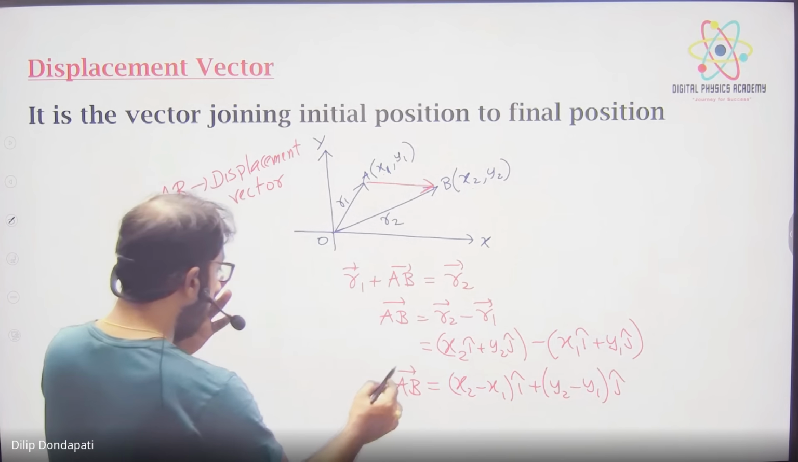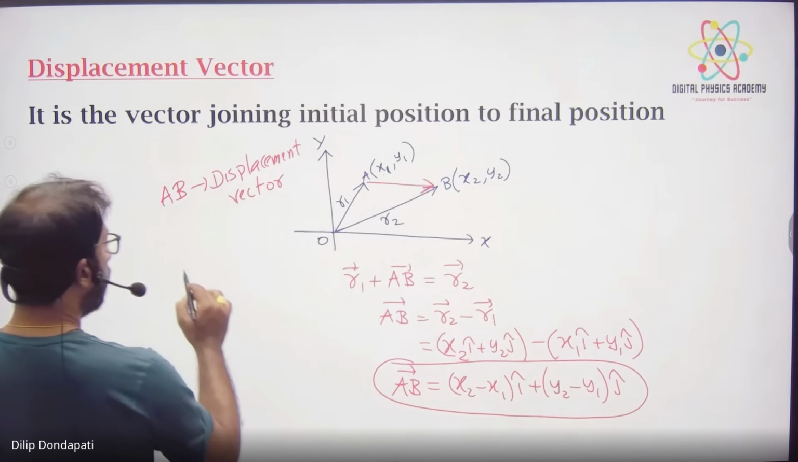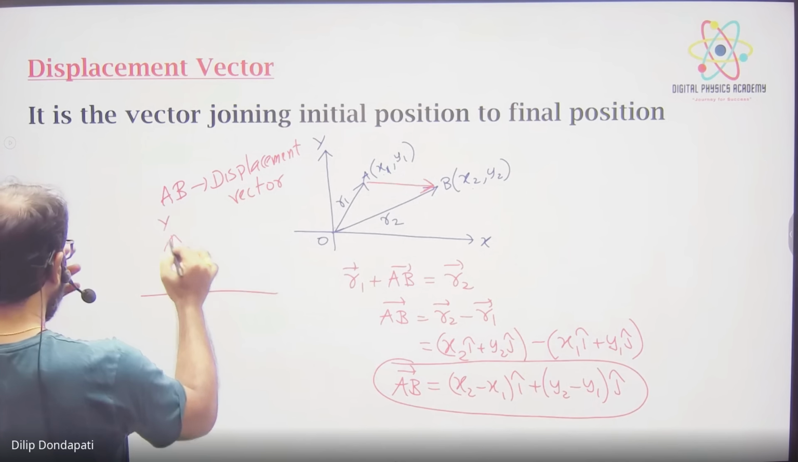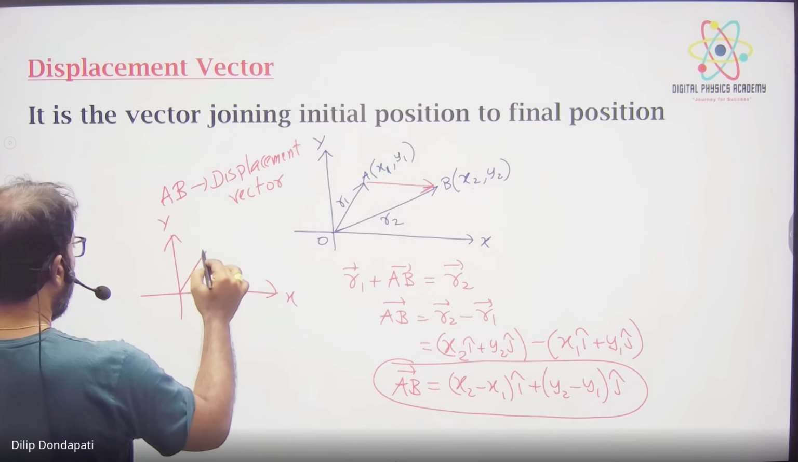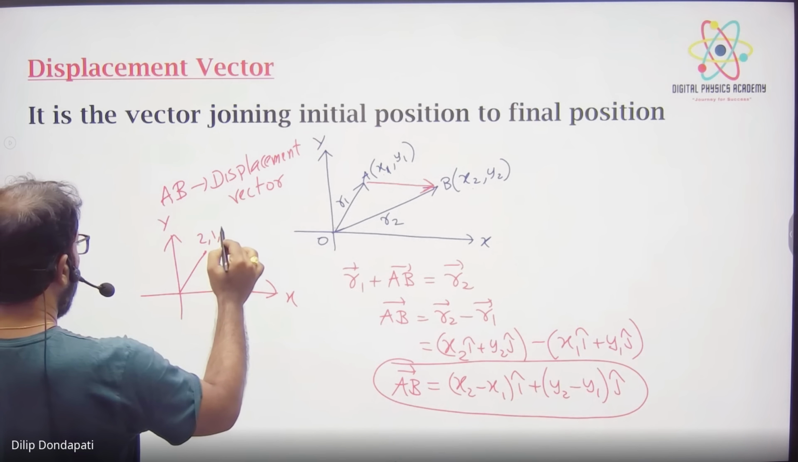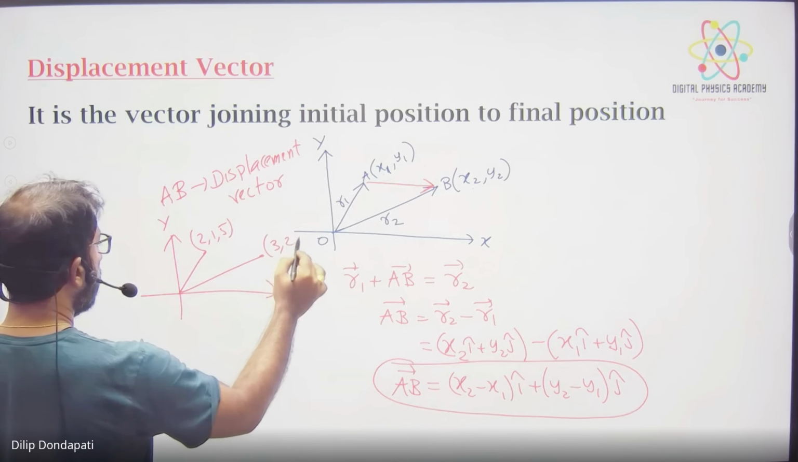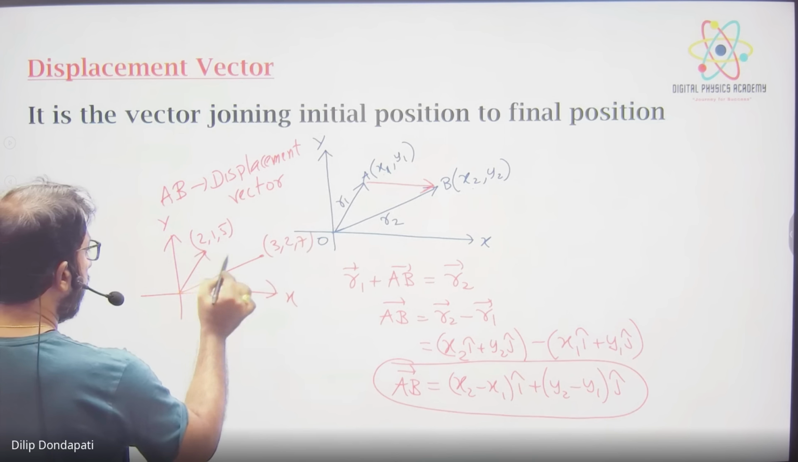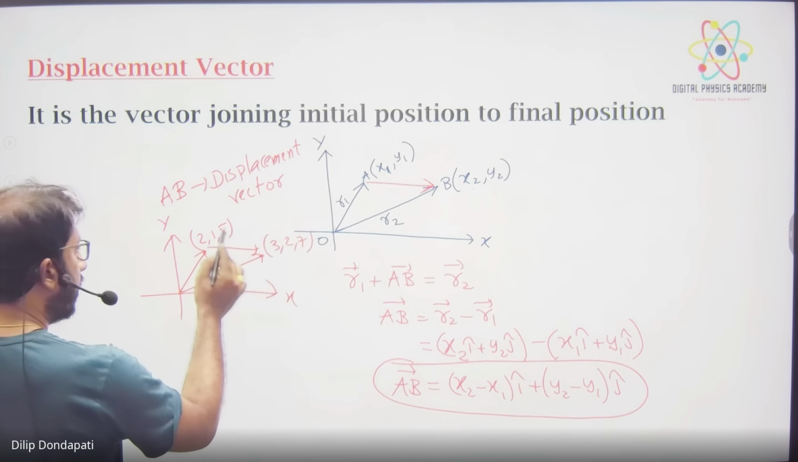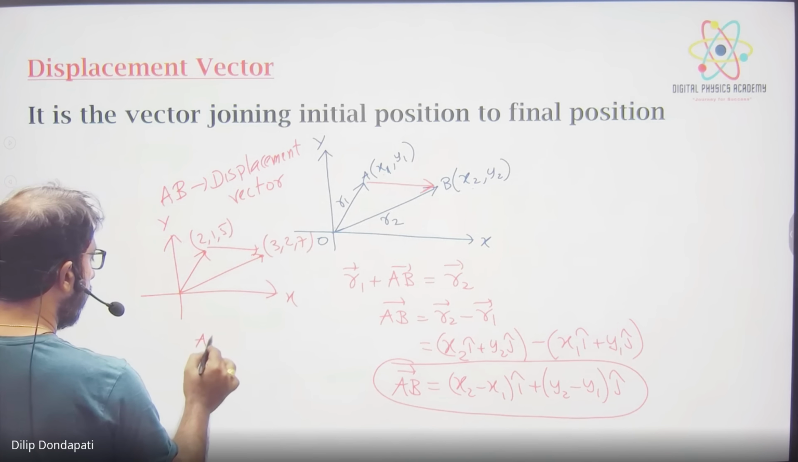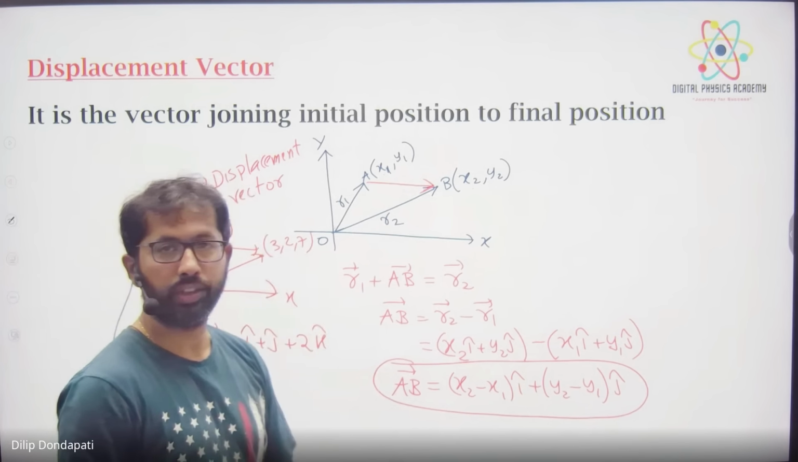So very important, whenever the coordinates are given, suppose it is 2 comma 1 comma 5, and here the coordinates are 3 comma 2 comma 7. Tell me what is the displacement vector? Final minus initial. Put the i cap. Tell me: 1, 1, 2. In i cap j cap form, it is i cap plus j cap plus 2 k cap. So final minus initial we always have to do. That's it. This is the vector.